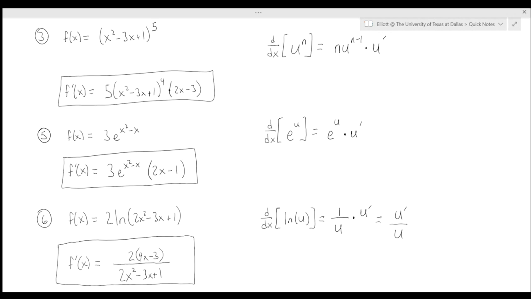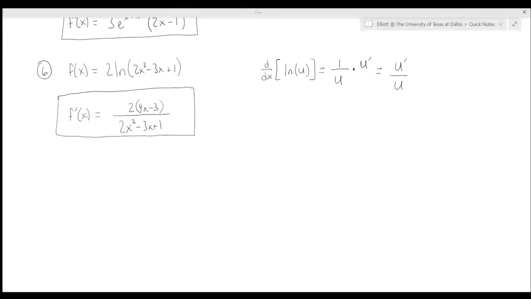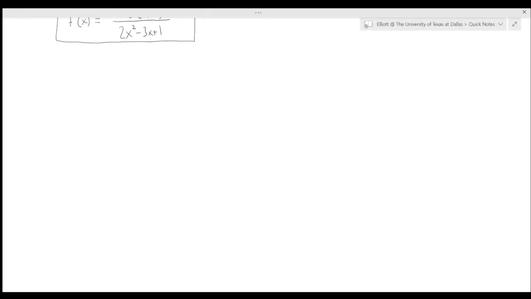Okay, so next, let's take a look at problem number, sure, let's do problem number 9 right now. So I've got f of x equals 5 e to the x squared minus 1, and then that's times a natural log of x squared plus x plus 1.